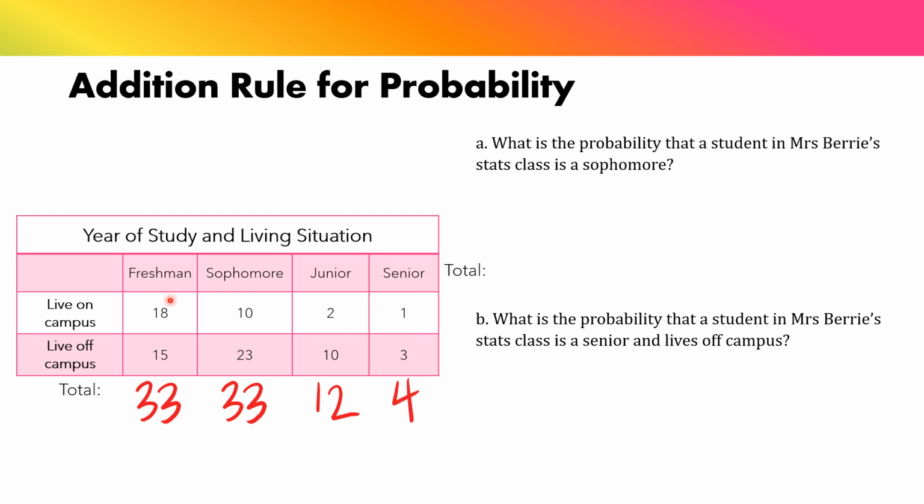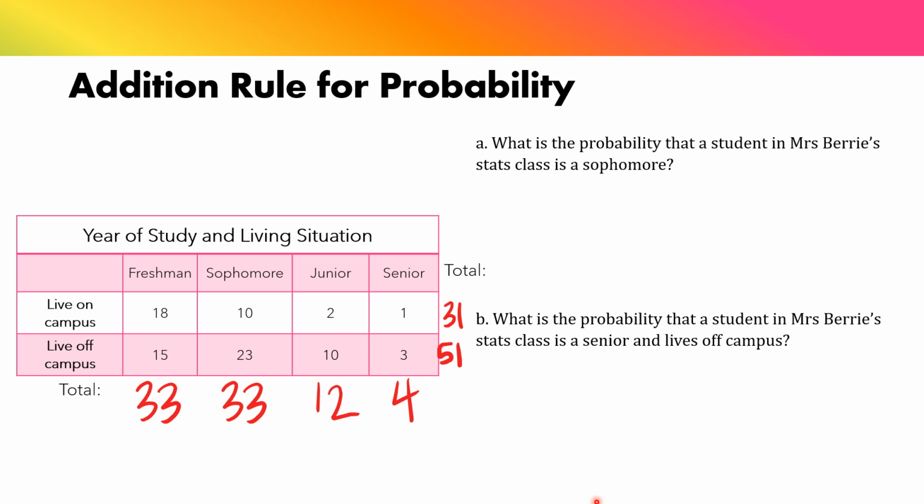Now I'm totaling up the rows. So this is all the people that live on campus. 18 plus 10 plus 2 plus 1 is 31. And then 15 plus 23 plus 10 plus 3 is 51.